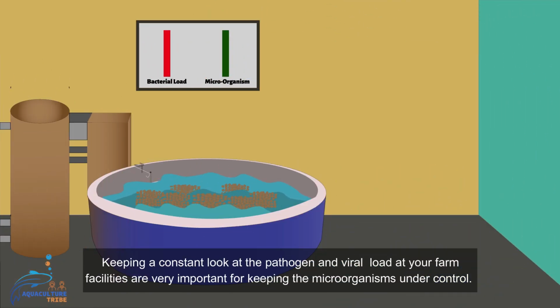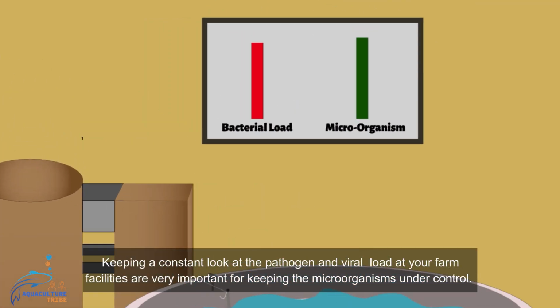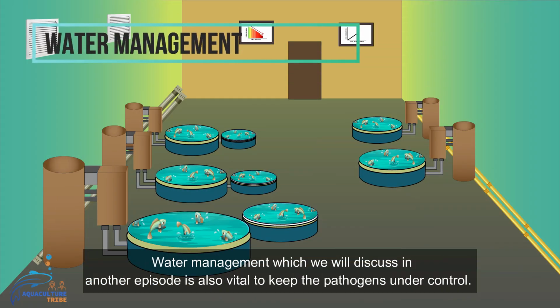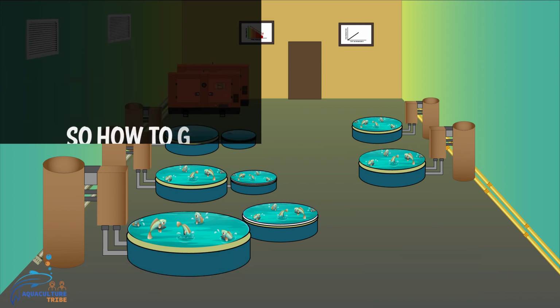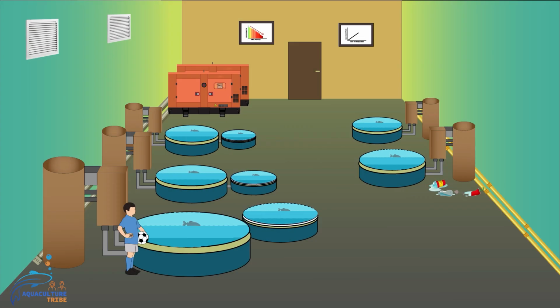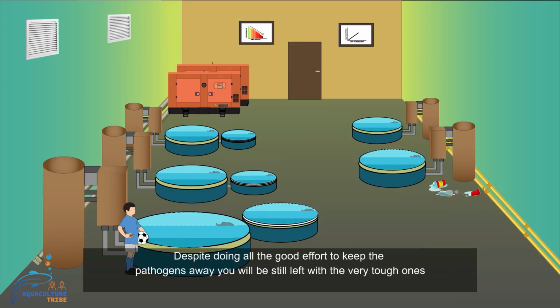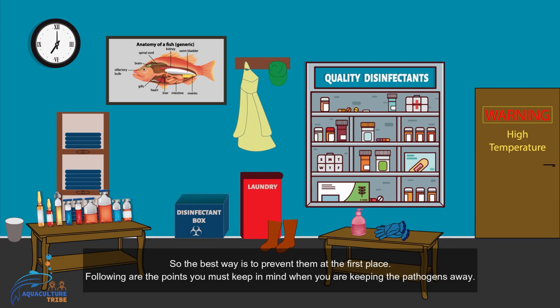Keeping a constant look at the pathogen and viral load at your farm facilities is very important for keeping the microorganisms under control. Water management, which we will discuss in another episode, is also vital to keep the pathogens under control. Well, despite all the good effort to keep the pathogens away, you will still be left with the tough ones. So the best way is to prevent them in the first place.